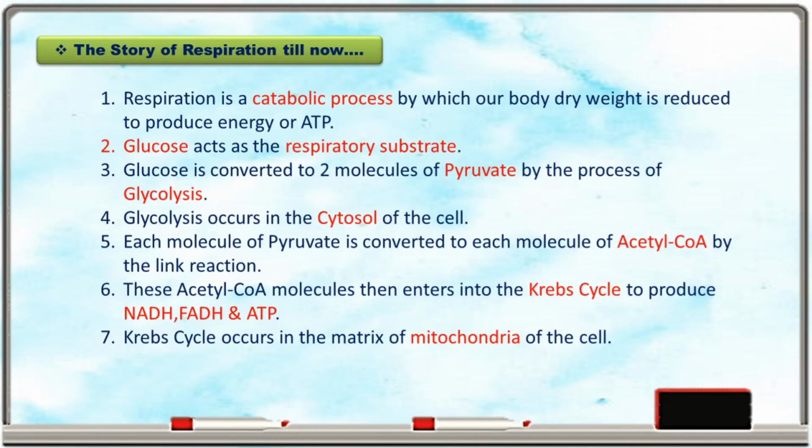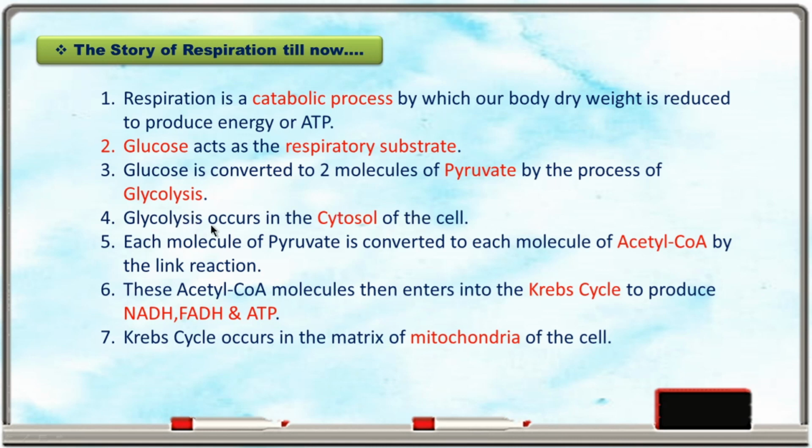So now let's recapitulate the total story of respiration till now. At first, respiration is a catabolic process by which our body dry weight is reduced to produce energy or ATP. We all know that our body dry weight, which is the respiratory fuel, that is glucose, is utilized in the respiratory process to produce ATP. And in the second step, the glucose acts as the respiratory substrate, as I have told. And in the third, that glucose is converted to 2 molecules of pyruvate by the process of glycolysis.